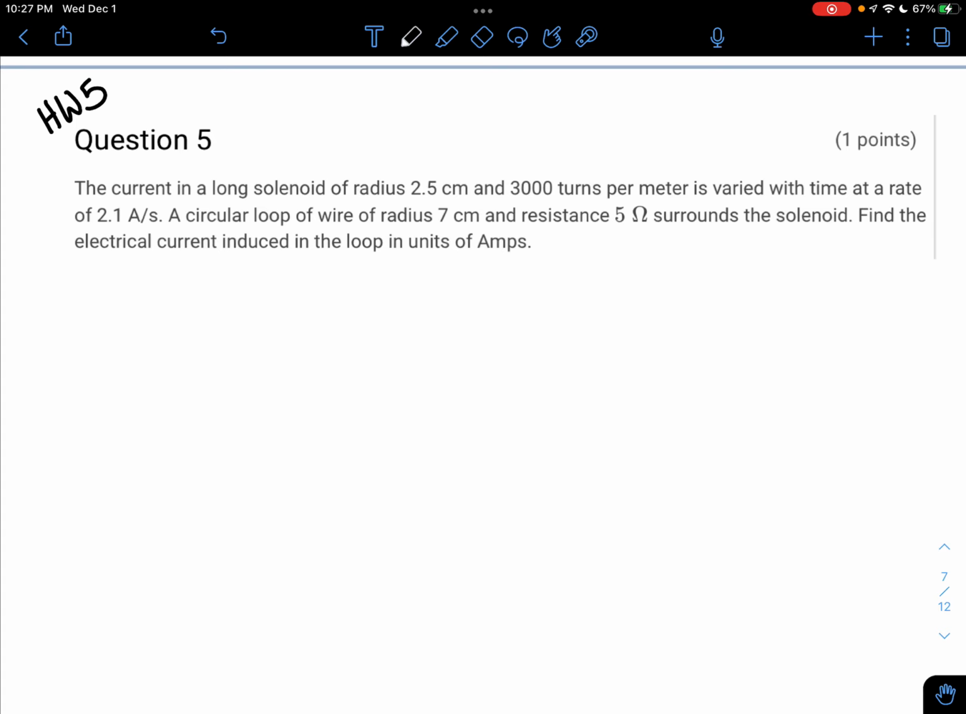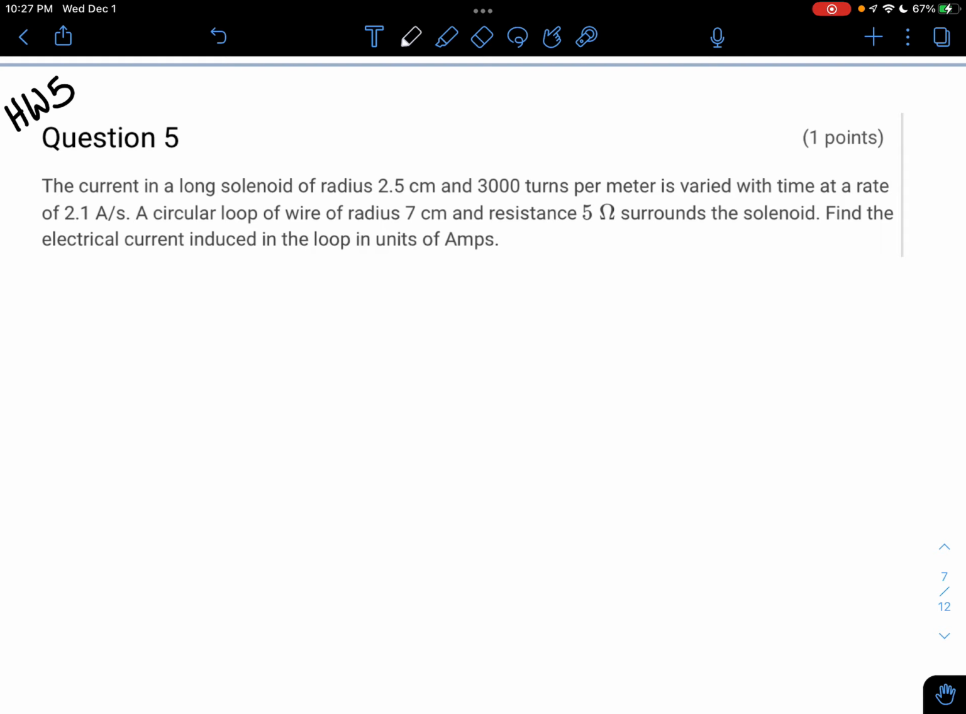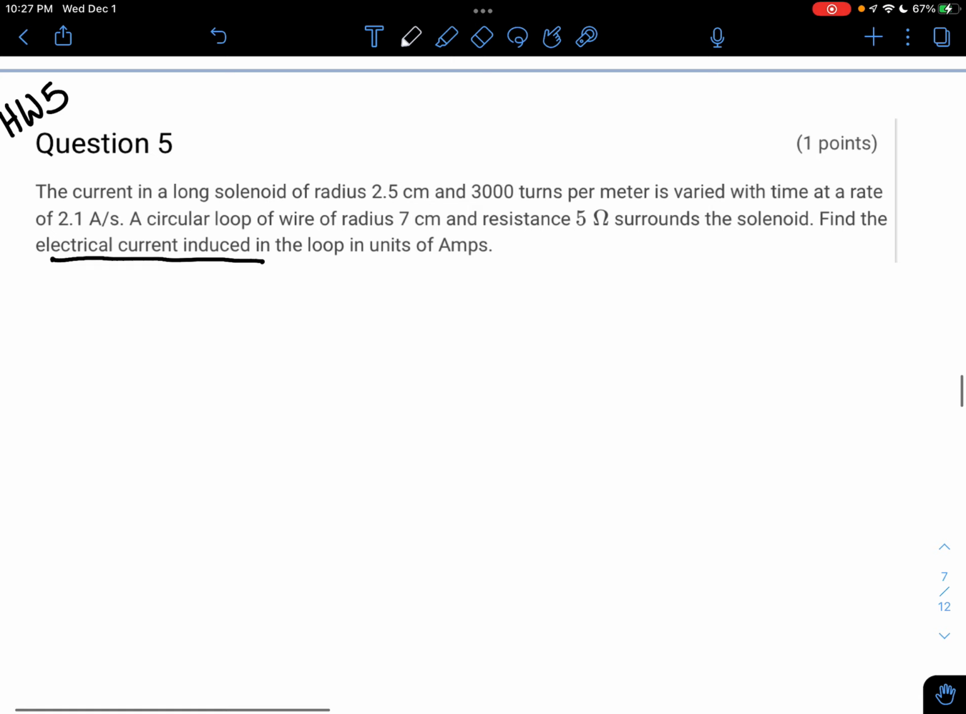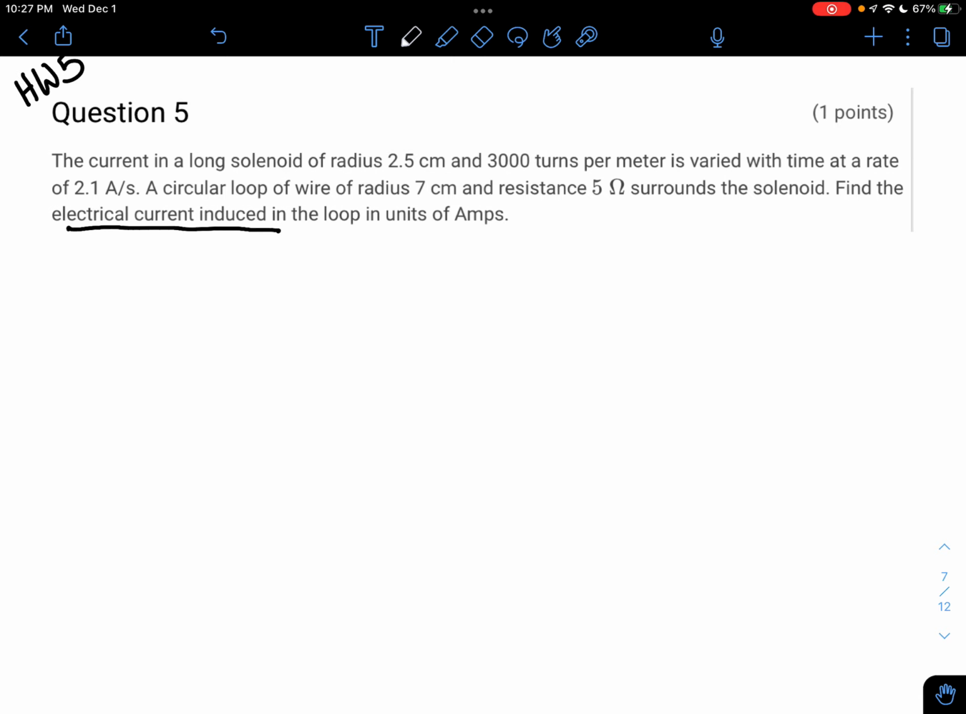Alrighty, all today we're taking a look at question 5 for homework 5. And for this one, we're trying to find the electrical current induced in a loop of wire surrounding a solenoid. Don't know if that's actually how you pronounce it, but we're going to go with that for right now.